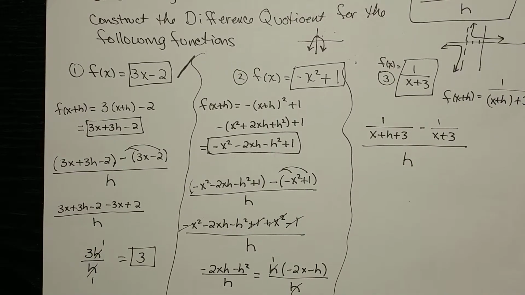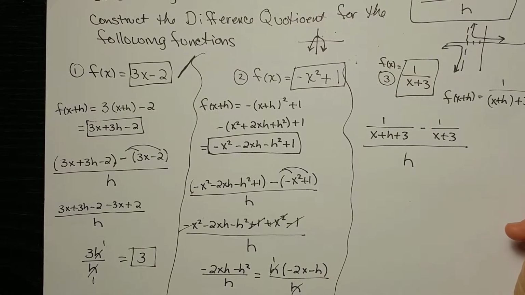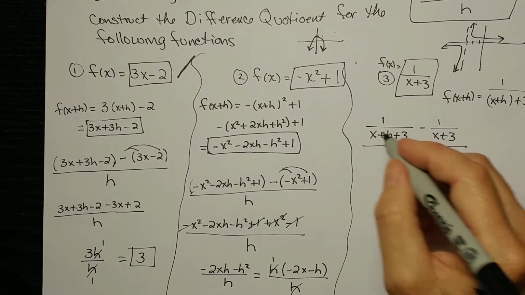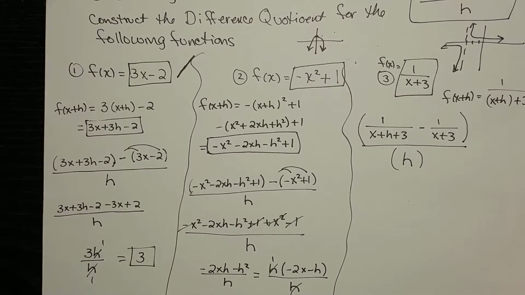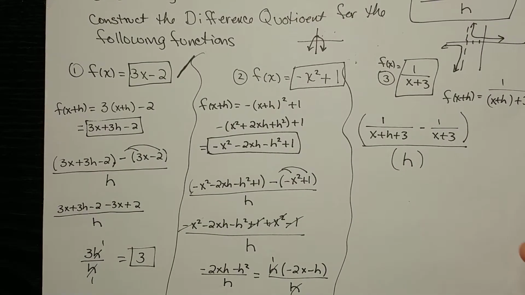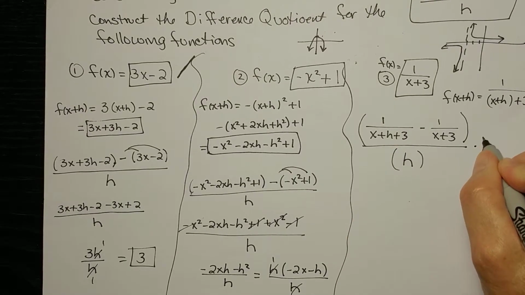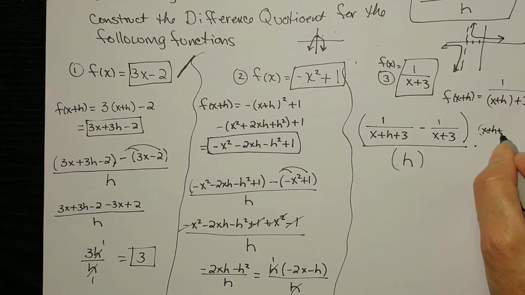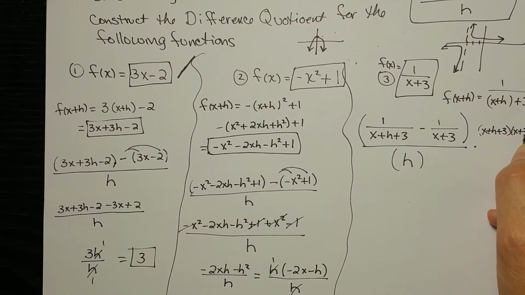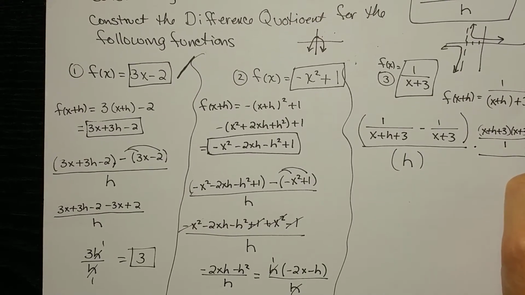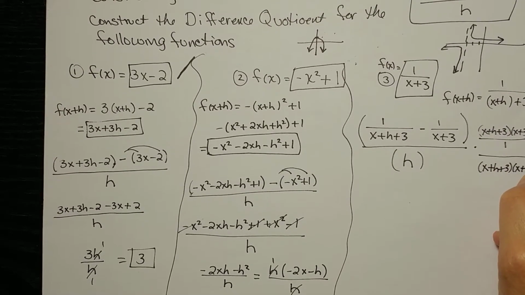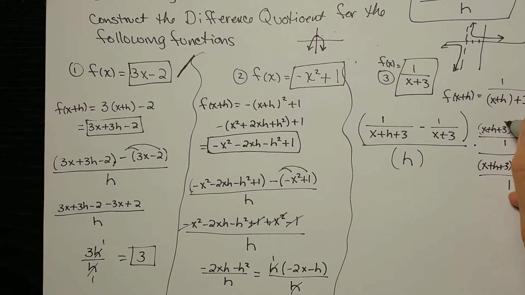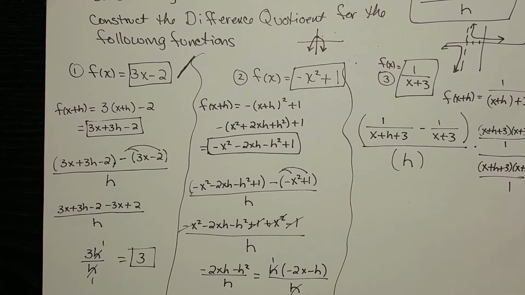Now, this is a complex fraction. I want to simplify this complex fraction. One of the methods to simplify a complex fraction is to multiply the big numerator and the big denominator by the lowest common denominator that I see. Here's the lowest common denominator I can find. It's going to be x plus h plus 3 times x plus 3. I'm going to multiply the numerator by this and the denominator by this. So ultimately what I've decided to multiply this fraction by is a giant 1. This is 1. That's legal.